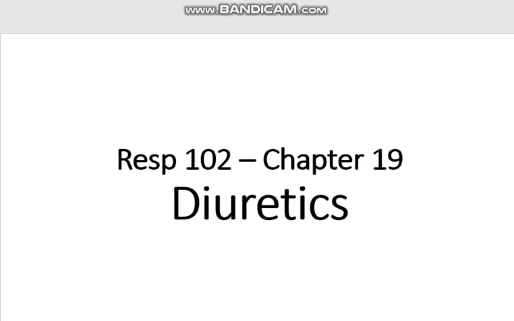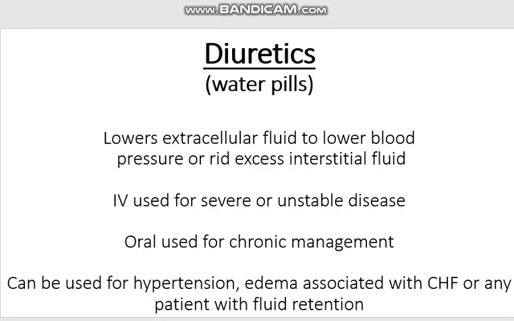RESP 102, Chapter 19. Diuretics. Diuretics, also known as water pills. This drug lowers extracellular fluid to lower blood pressure or rid the body of excess interstitial fluid. An IV is used for severe or unstable diseases, whereas oral is used for chronic management. It can be used for hypertension, edema associated with CHF, or any patient with fluid retention.